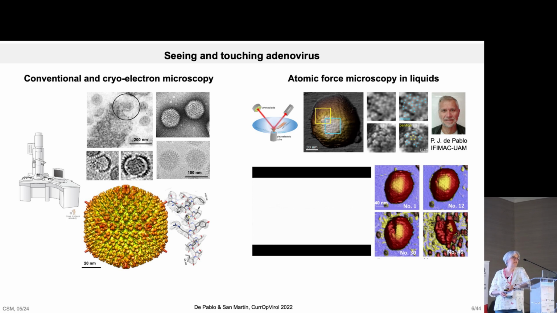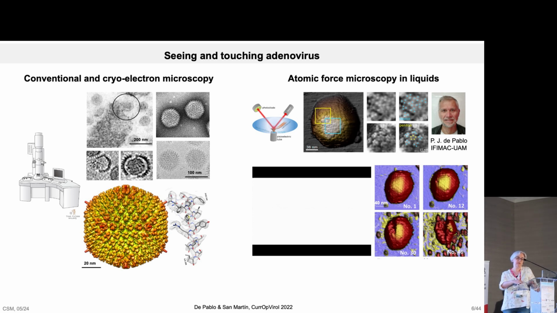Of course, we use electron microscopy in all its flavors, from plain resin-embedded cell sections all the way to cryo-electron tomography or single particle averaging. But today I want to tell you about our results in combination with another technique, which is atomic force microscopy. And this is not something we do ourselves. This is a long-standing collaboration with the group of Pedro de Pablo at the Department of Physics of the Condensed Matter at the University in Madrid.